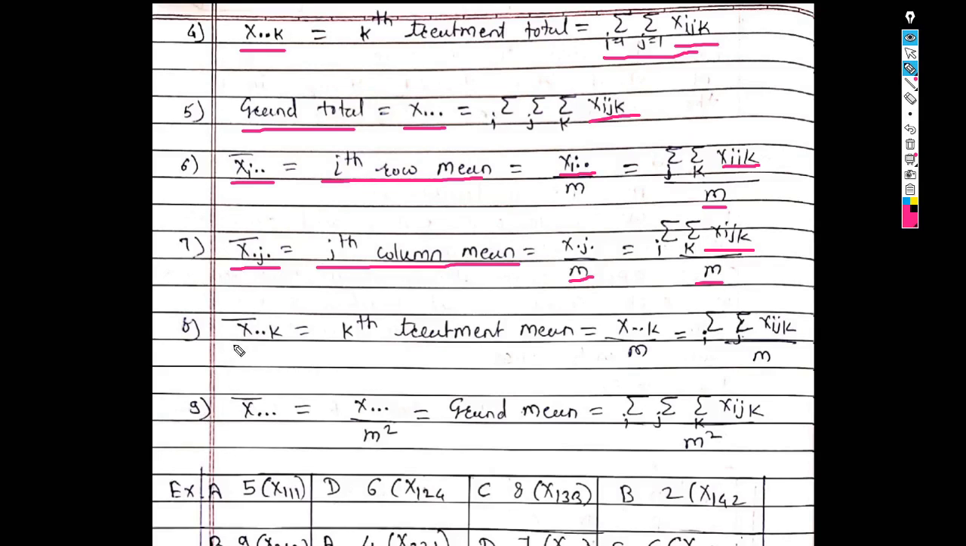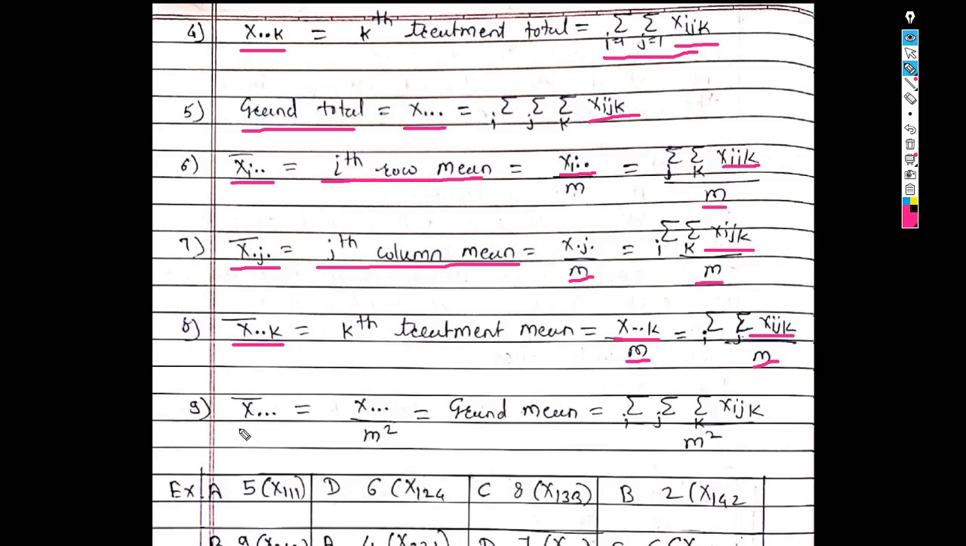Similarly, for the kth treatment, we get the kth treatment mean, and it is denoted by x̄_..k. It is defined as the kth treatment total, that is x_..k upon the number of observations of the kth treatment. It can be defined as summation over i, summation over j, x_ijk upon the number of observations, that is m.